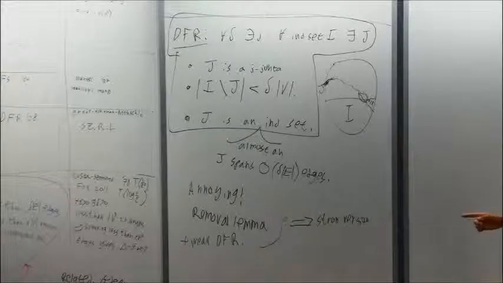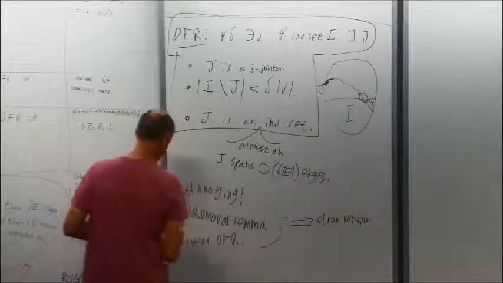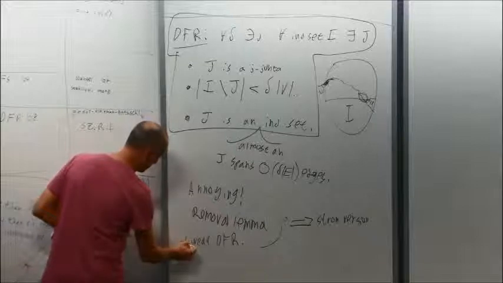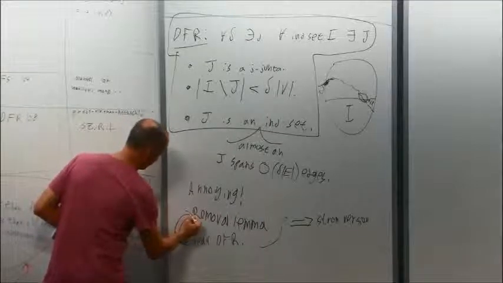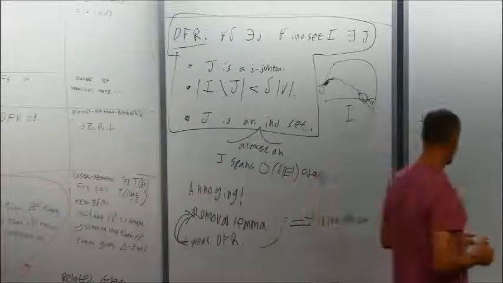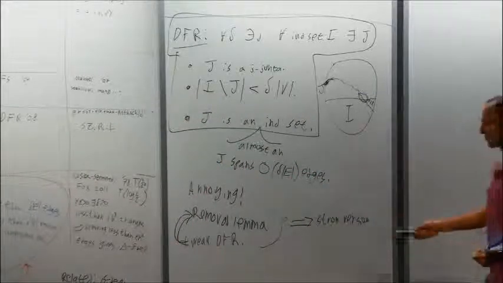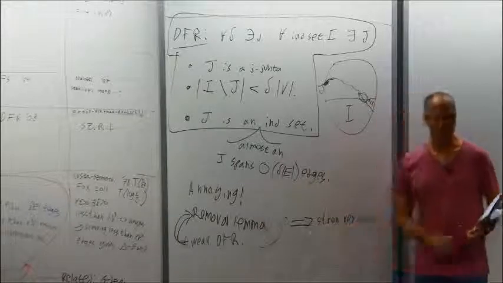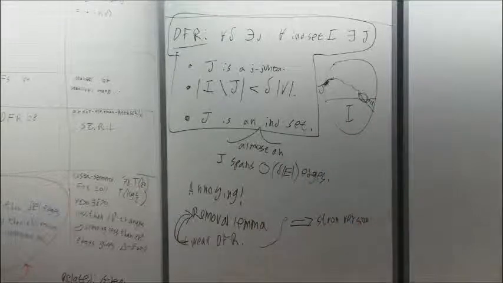And now an amusing thing is, I want to explain how we prove the removal lemma. We use the weak DFR to prove the removal lemma. So it was not only the motivation for proving the removal lemma, it's also what we need to prove it. Now, a few remarks. It's not so weak. Yeah, okay. It implies the strong, so it can't be.